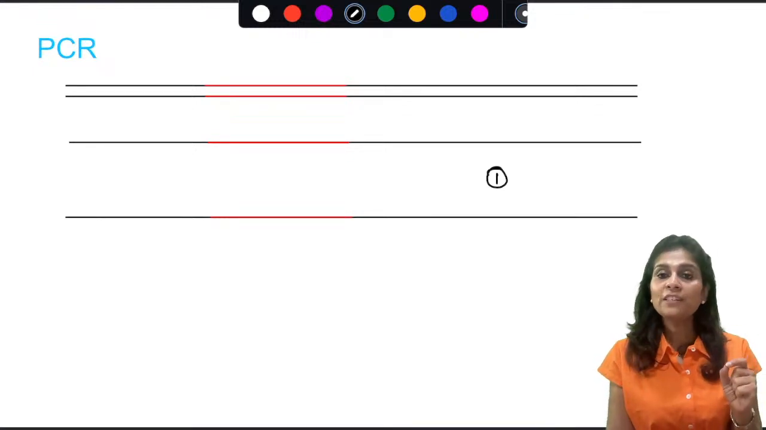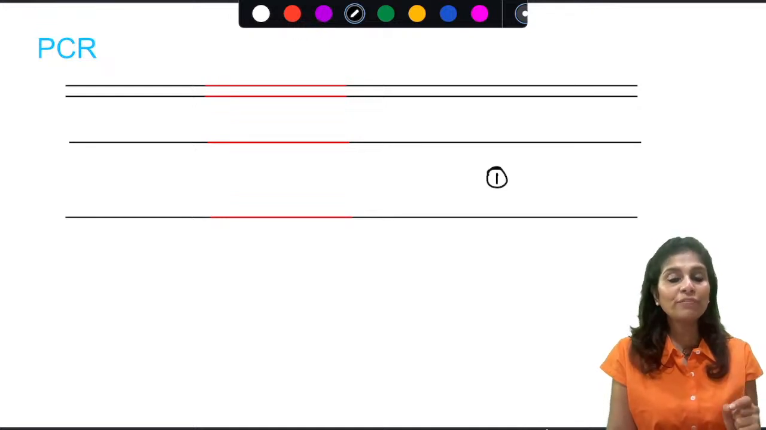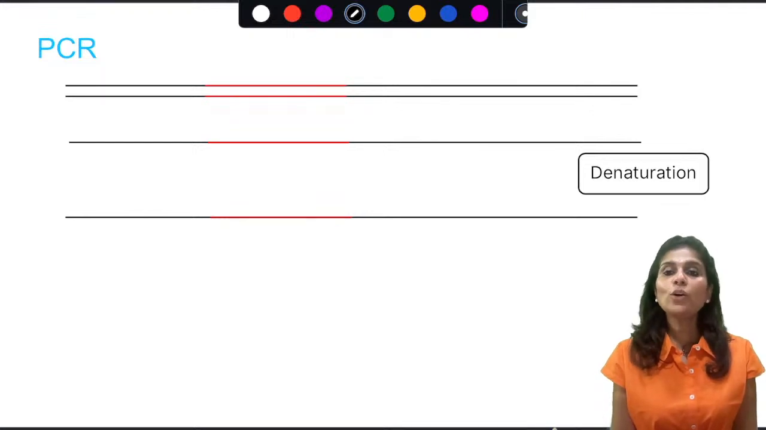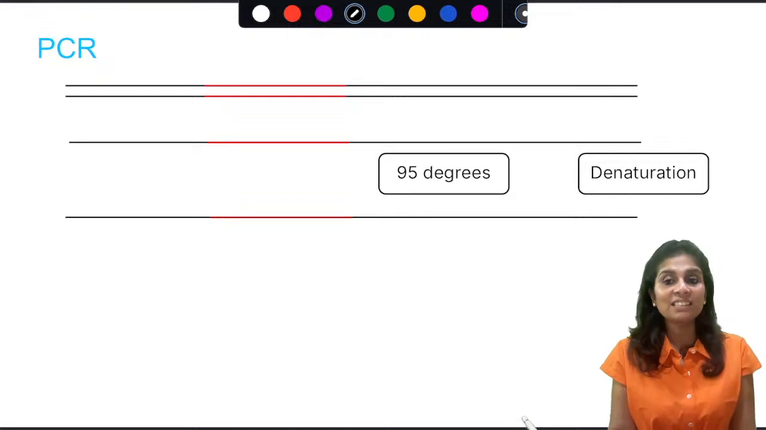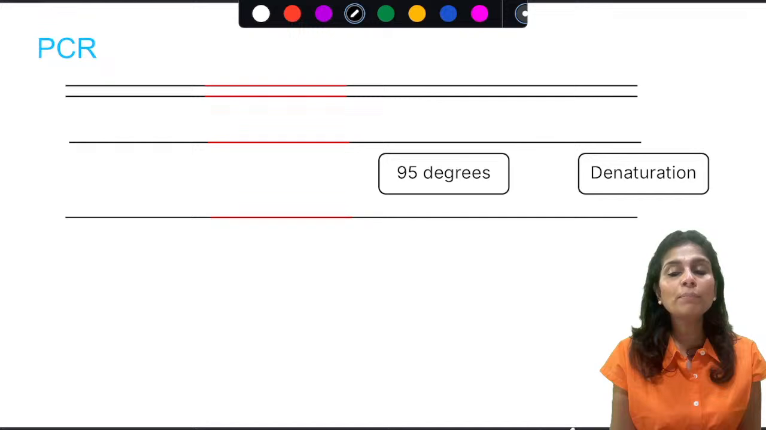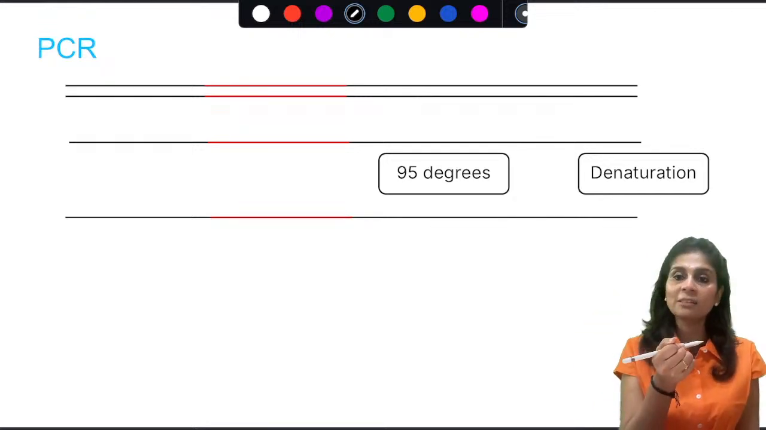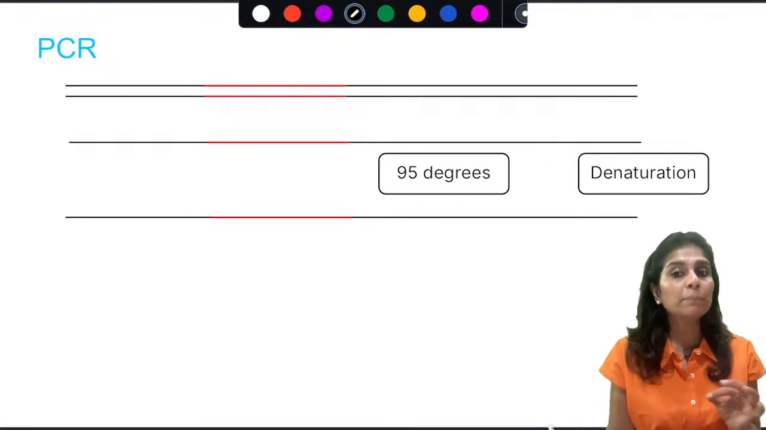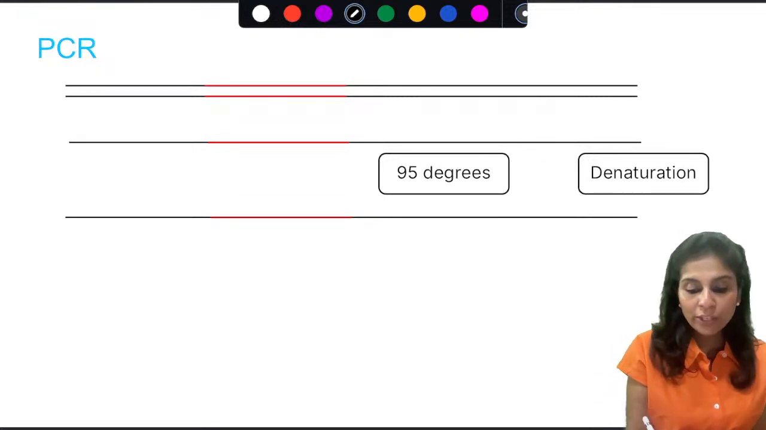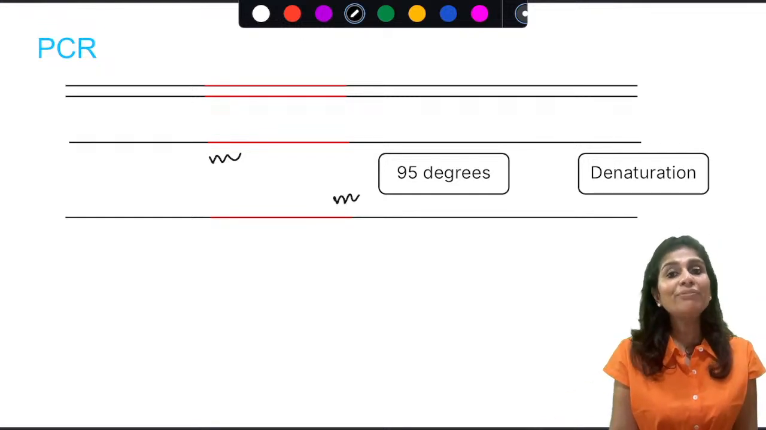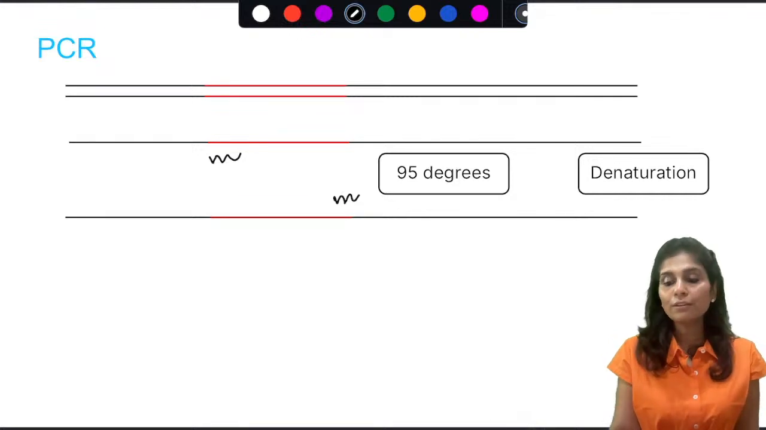So what is the first step of every cycle of PCR? The first step of every cycle of PCR is unwinding or denaturation. And this unwinding or denaturation is carried out at a very high temperature of 94 or 95 degrees. After unwinding, in the next few steps, your DNA polymerase is going to elongate new strands. And for your DNA polymerase to elongate new strands, you know that you need primers. So in the next step, I'm going to add two primers, and these two primers will be complementary to the flanking sequences of the desired fragment.